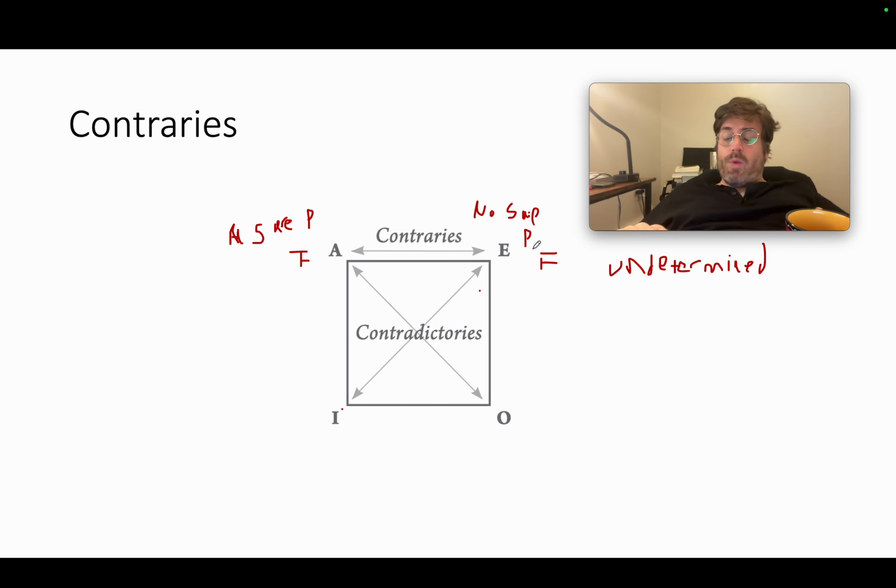Okay, in the next video we will talk about the next two types of opposition, subcontraries and subalterns. All right, thank you everyone. I will see you next time.